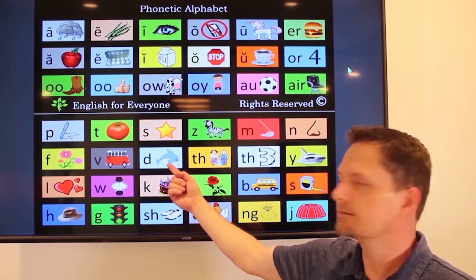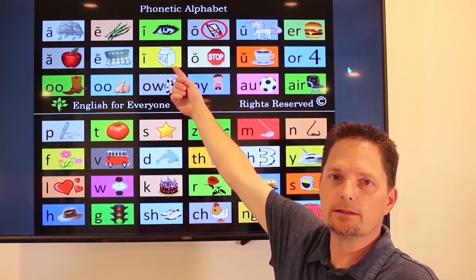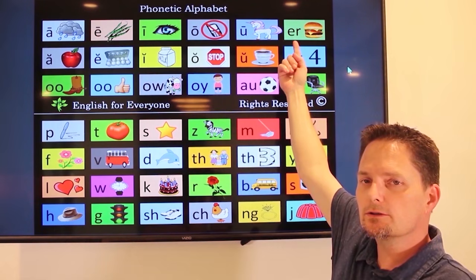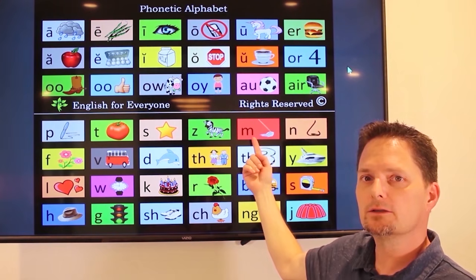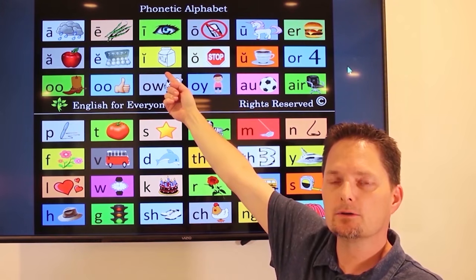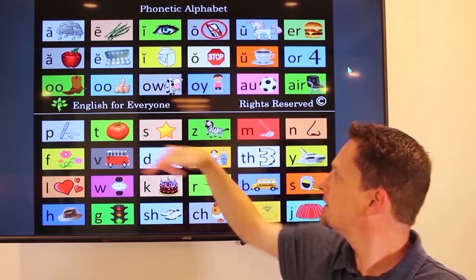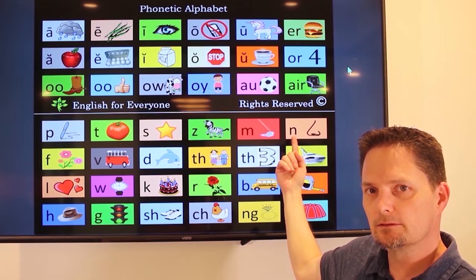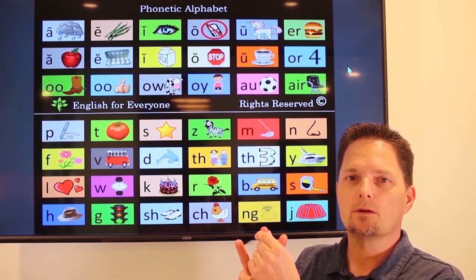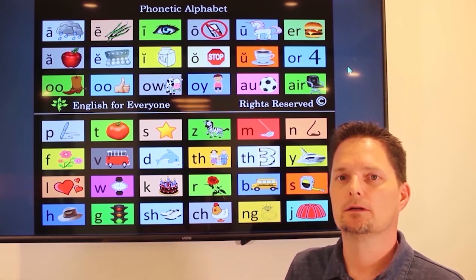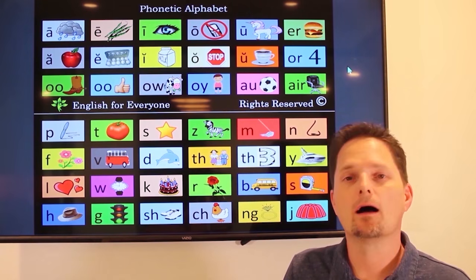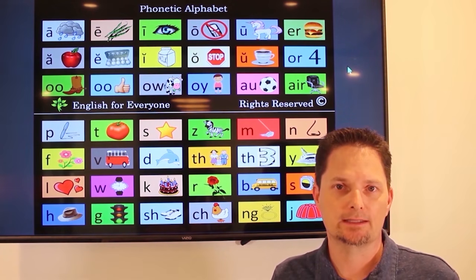Determine. Dit. Deter. Determ. Determine. Stress is on the third syllable. Determine. What determines your success? A positive attitude determines your success.